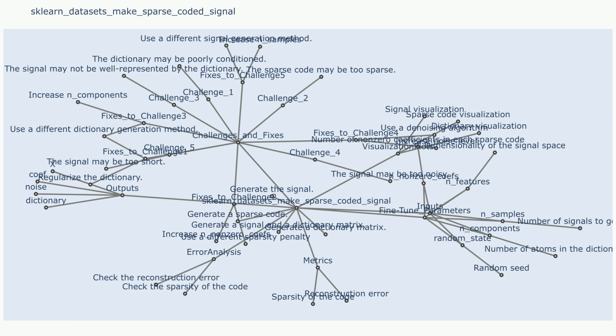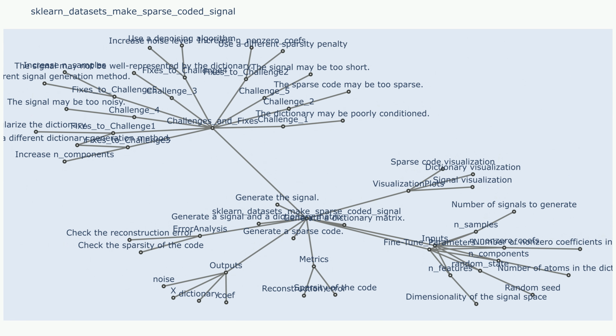Fixes to challenge 1: use a more robust dictionary learning algorithm that is less sensitive to noise and correlation. Use a regularization technique to penalize the number of non-zero coefficients in the sparse codes.